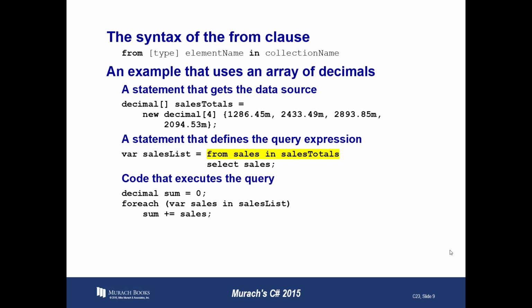Again, the key thing with this is you are using similar syntax to regular SQL, and you are writing database-like statements, but you are writing it on non-databases. So here we've got an array of decimals. It's got 4 decimals in it. You can see them right there. And a statement that defines the query expression from sales. Again, sales is a temporary variable we just created. Sales totals is the array. Select the sales. And it looks like we're adding them.